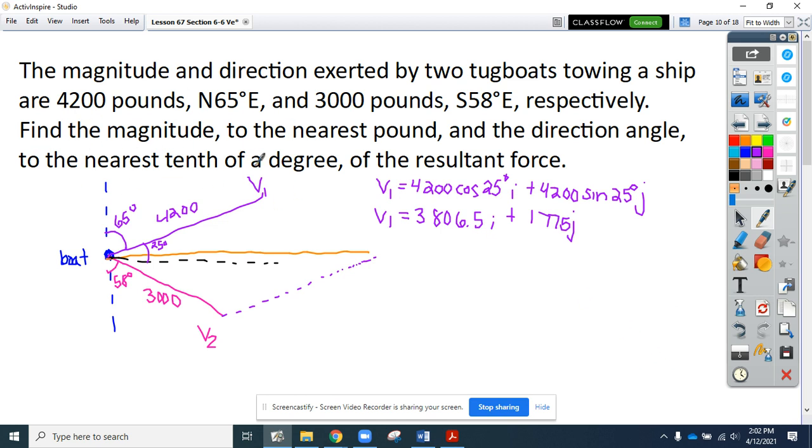So I'm looking at this. It says magnitude to the nearest pound, direction angle to the nearest tenth. I'm feeling like we should probably keep this exact as long as we can. So let's do that. I'm sorry if you're writing this down, we're going to erase that. We're going to leave it just like that until we add them.